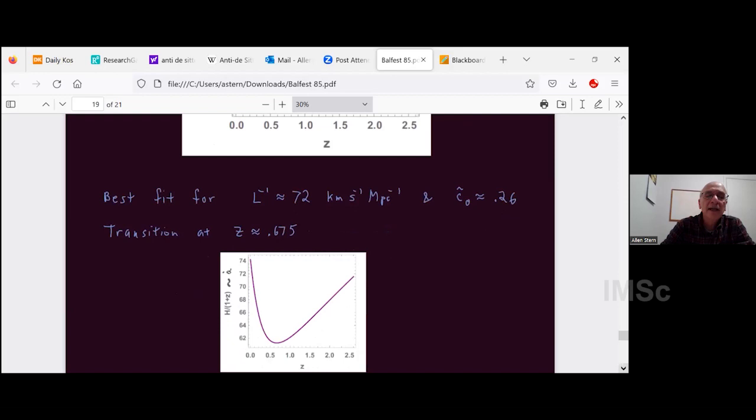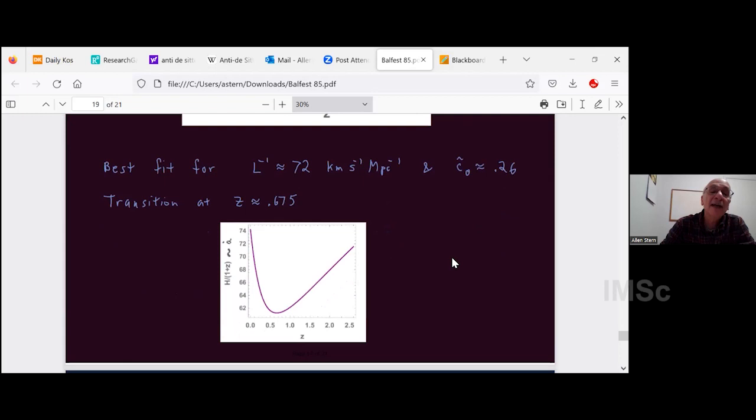And here I made a plot of the velocity, a dot, versus this redshift parameter, and you can see that the transition occurs somewhere around 0.6.